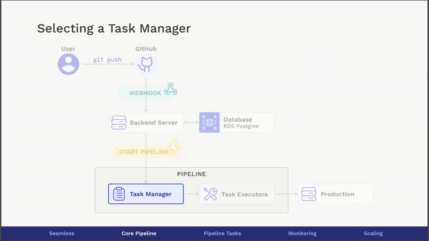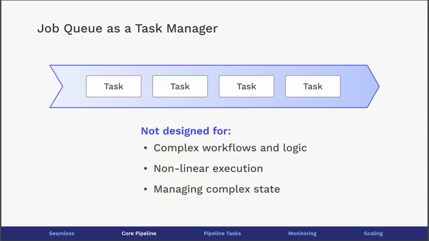So when the pipeline starts, it needs to coordinate and execute a series of tasks. To handle this workflow, we needed to find an infrastructure component to serve as a task manager. At first, we tried a job queue, and it worked well for linear workflows. However, as the workflows became more complex, the job queue just wasn't flexible enough for what we wanted it to do. We needed something that can handle conditional logic, like whether to use a staging environment or not. We also needed a way to track the state of the entire pipeline.